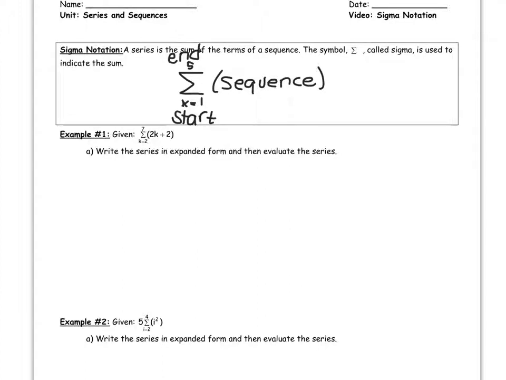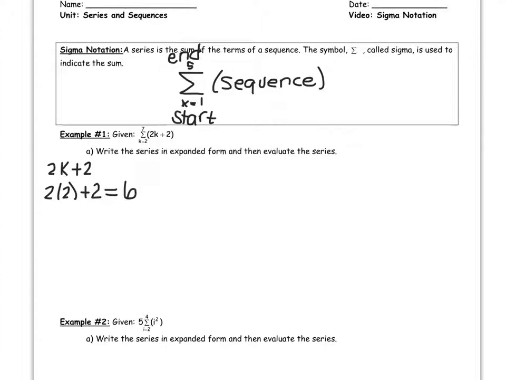So let's look at example number 1. It says evaluate the sum, sigma, from k equals 2 to k equals 7 of this sequence. So it's very simple. What we're going to do is write out all of the terms starting with k equals 2. So we start with 2k plus 2. That's our sequence. And we plug in when k is 2, because that's my starting value. So 2 times 2 is 4. 4 plus 2 is 6.